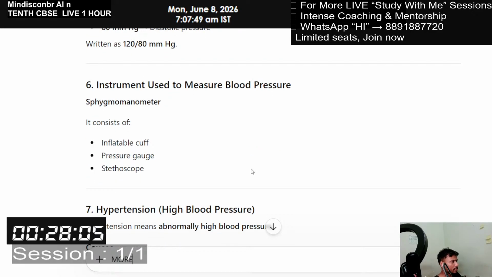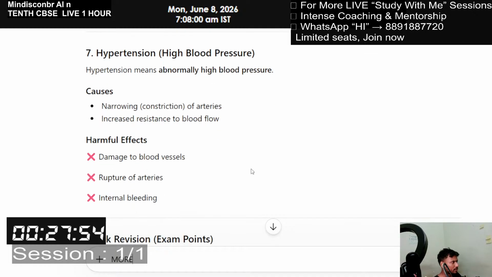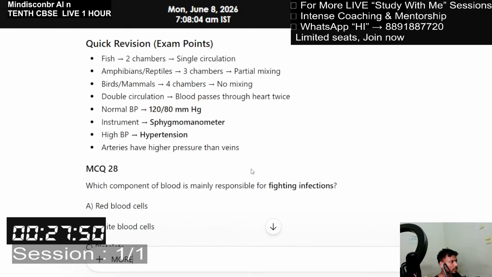The instrument used to measure blood pressure is the sphygmomanometer. It consists of an inflatable cuff, a pressure gauge, and a stethoscope. Hypertension means abnormally high blood pressure. It is caused by narrowing or constriction of arteries and increased resistance to blood flow.